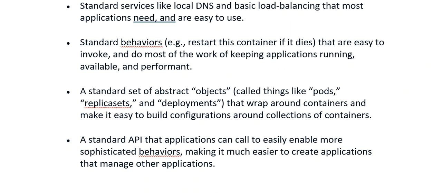The next one is the standard set of abstract objects like pods, replica sets, and deployments. These are the main services they have provided in Kubernetes, and they wrap all around the container and make it easy to build configurations around collections of containers. So these are the few services they have provided in replica sets, pods, and deployments. The next one is the standard APIs that applications can call to easily enable more sophisticated behaviors, making it much easier to create applications and deployments and then manage the other applications.